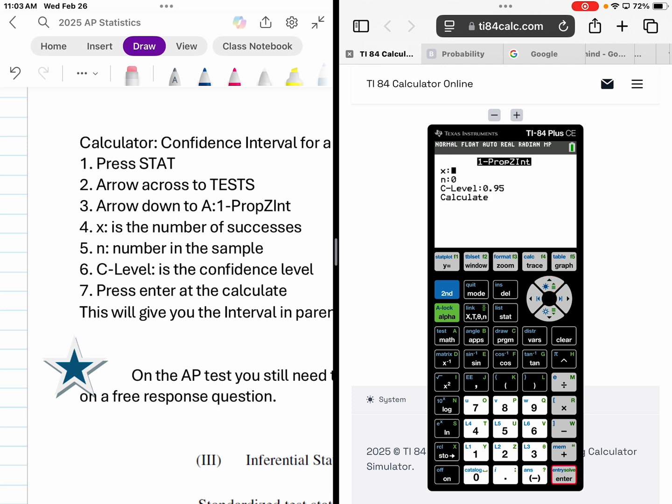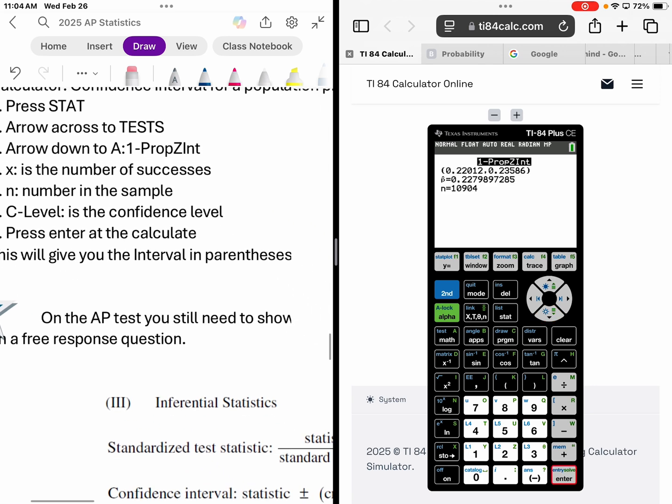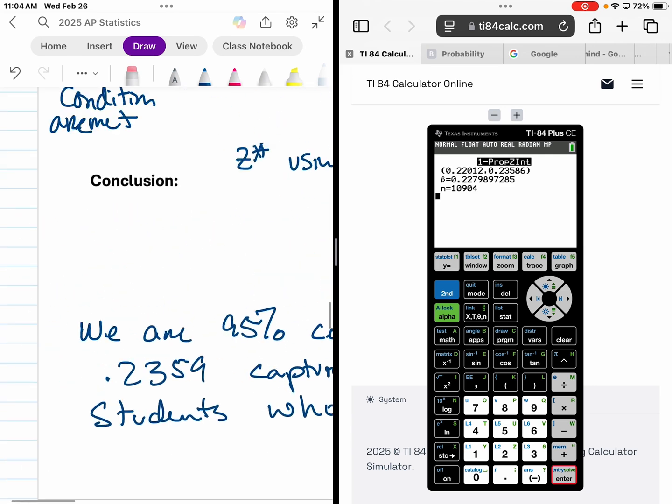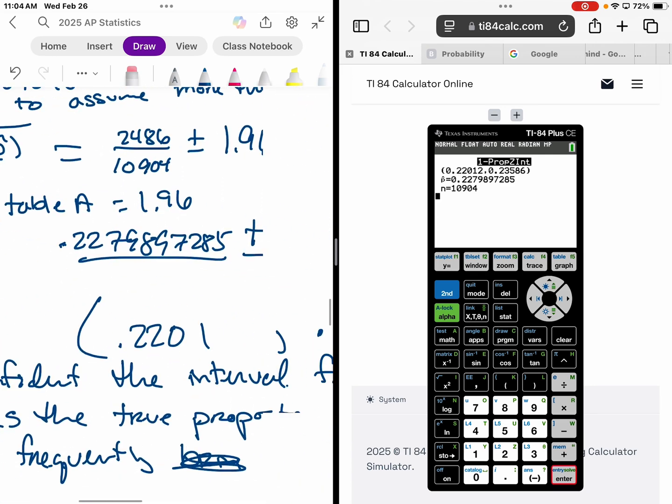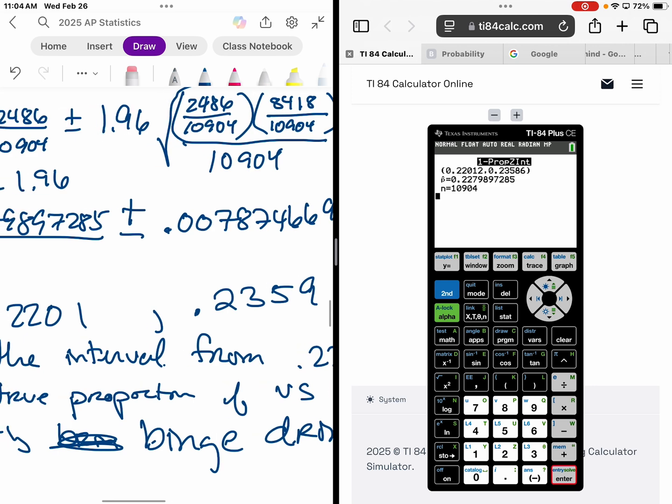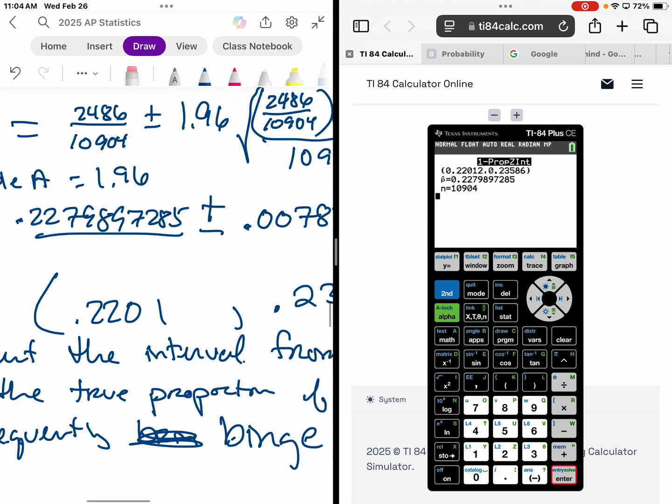So hit enter. Now we get to type in 2,486 out of 10,904. We're doing a 95% confidence interval. I hit enter, and wow, look at that. There's my interval, the same interval that took us like 5 minutes to get by hand. There is the interval right there. The p-hat, notice the second number down, there's my p-hat, if I did calculate it. I calculated it right here. There's my p-hat.